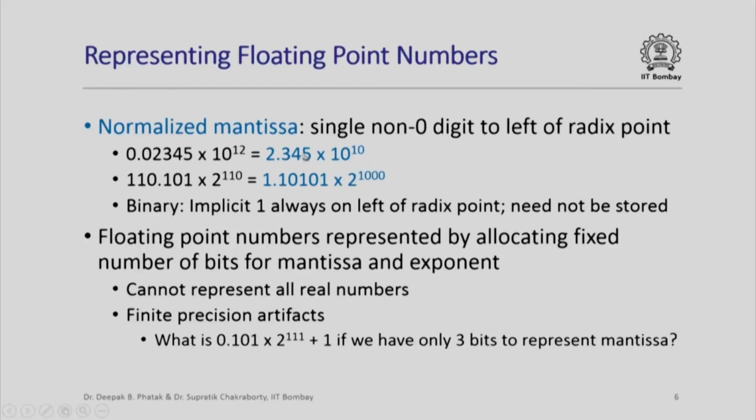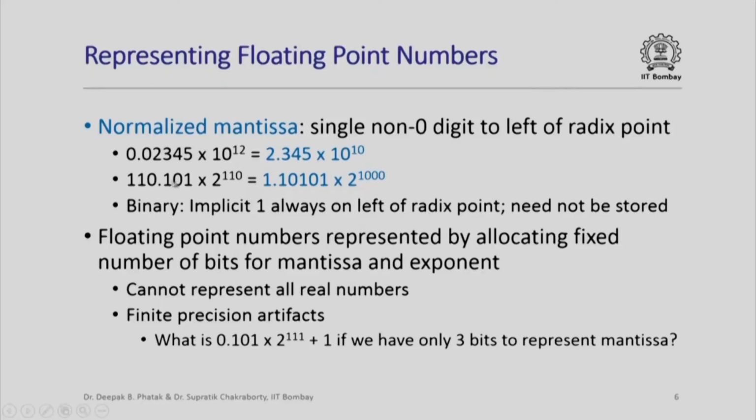0.02345 or 2.345? So here we say that a mantissa is normalized if there is a single non-zero digit to the left of the radix point. So to the left of the radix point there must be only a single non-zero digit. So therefore this is not normalized because to its left there is 0, this is normalized, to its left there is a single non-zero digit. And the same notion of a normalized mantissa carries over even for binary representation.